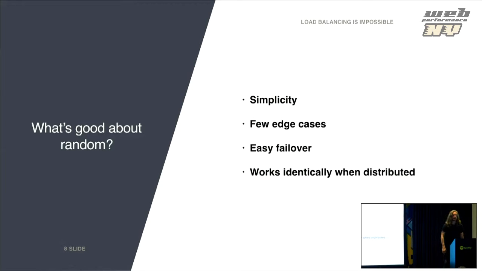Well, essentially what it comes down to is there's not much that can go wrong with random, at least in a large scale way. It's simple. There are very, very few edge cases in random. It's very easy to fail over, and it works exactly identically when you have multiple load balancers, when you have distributed load balancers. Right? Distributed random is in fact just random. You just do it randomly. You continue to do it randomly, and now it's distributed random. Good job.